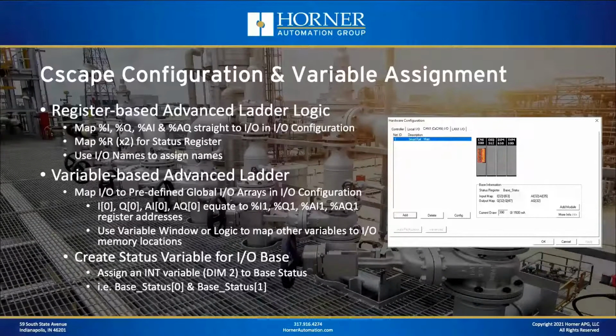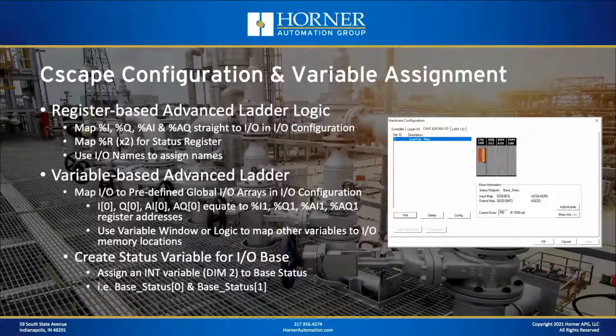And then for status type information, and we'll talk about the status that's available a little bit later, you're going to assign probably a %R type variable, actually two of them, consecutively. So if you were to assign %R1 for status for SmartRail, it would also take up %R2 as well, because there's two words of status. And then you would use the I/O name capability within CsCAN to effectively assign I/O names to specific variables that are already mapped to registers.